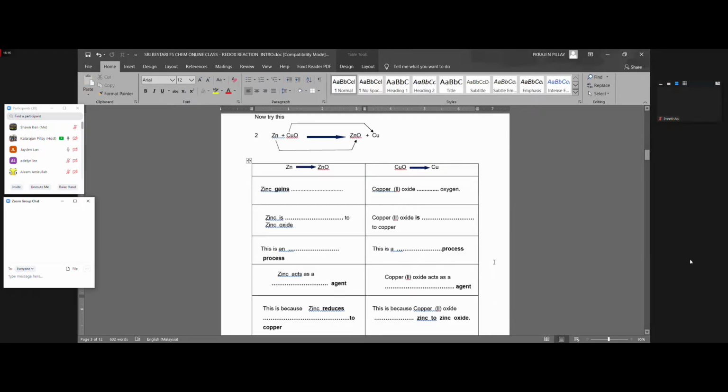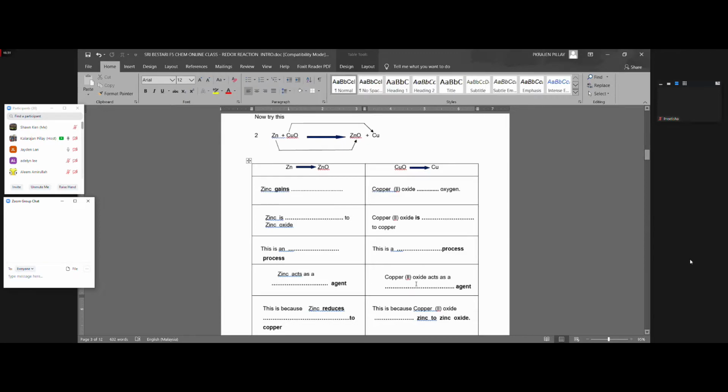Zinc acts as what agent? Reducing. Reducing, because it reduces copper 2 oxide to copper, correct? So zinc is a reducing agent. Because why? When zinc was added to copper 2 oxide, it became Cu. So zinc is a reducing agent.